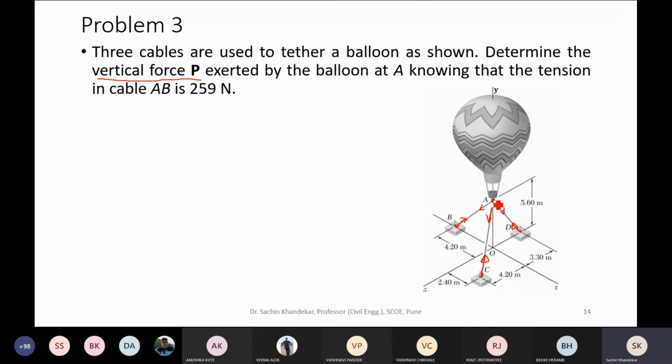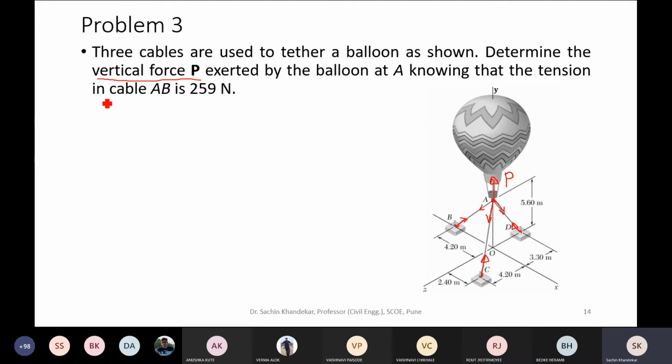So it will tend to move up, and the tension exerted by the balloon at point A is P, which is vertically upward. So here we know the direction of P, but we don't know the magnitude. That is what is asked, to determine the vertical force P exerted by the balloon at A. It is vertically upward.